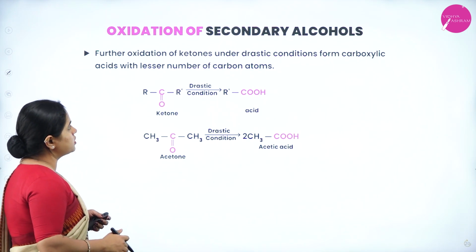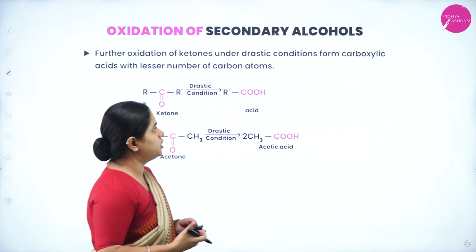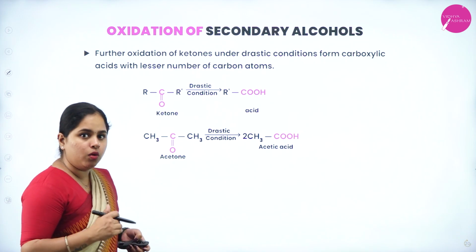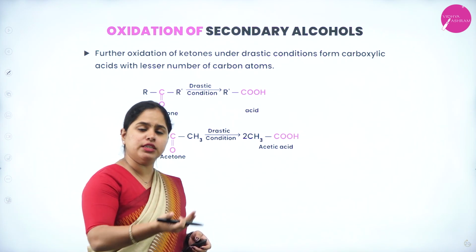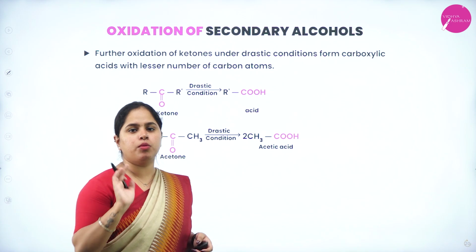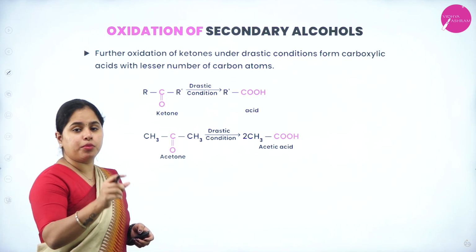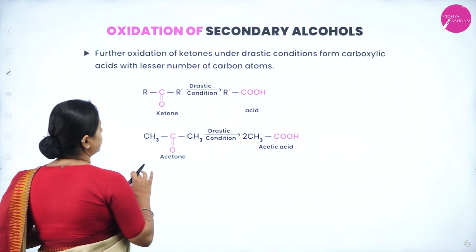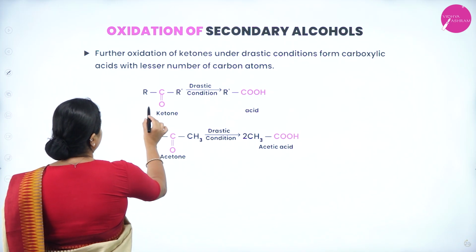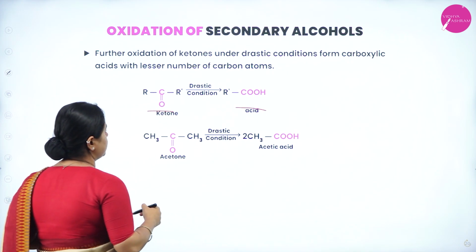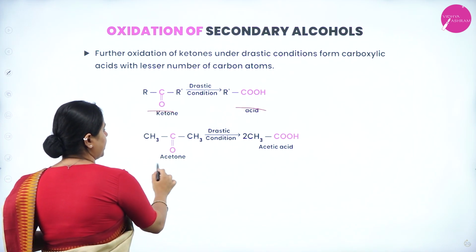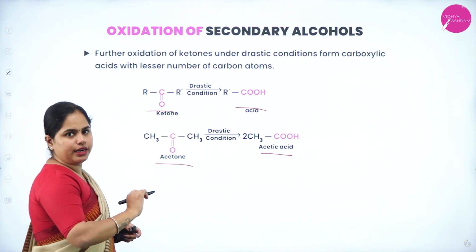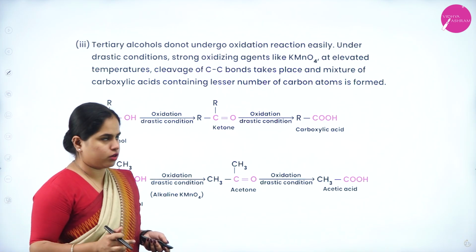Now the next one is further oxidation of ketones under drastic conditions forms carboxylic acid with a lesser number of carbon atoms. Once the ketone is obtained, it can further undergo oxidation and form carboxylic acid as well. But this carboxylic acid which is formed will have one carbon atom less. So, under drastic conditions, as you can see, the ketone will form a carboxylic acid. CH3COCH3, acetone, is taken. You're going to get acetic acid. Oxygen will be added to this and you're going to get the corresponding carboxylic acid.